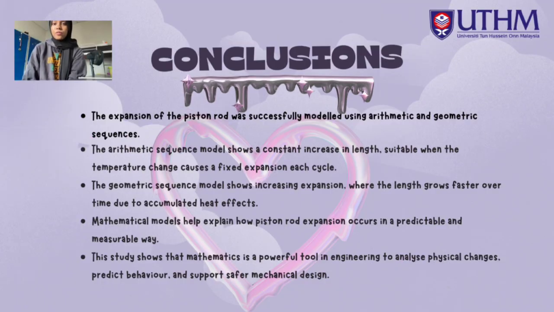Good morning. For this slide, I'll be talking about the whole conclusion. In conclusion, the expansion of the piston rod was successfully modeled using arithmetic and geometric sequences. The arithmetic sequence model represents constant expansion, which is suitable when temperature change causes a fixed increase in length. The geometric sequence model shows increasing expansion over time, reflecting the effect of accumulated heat.